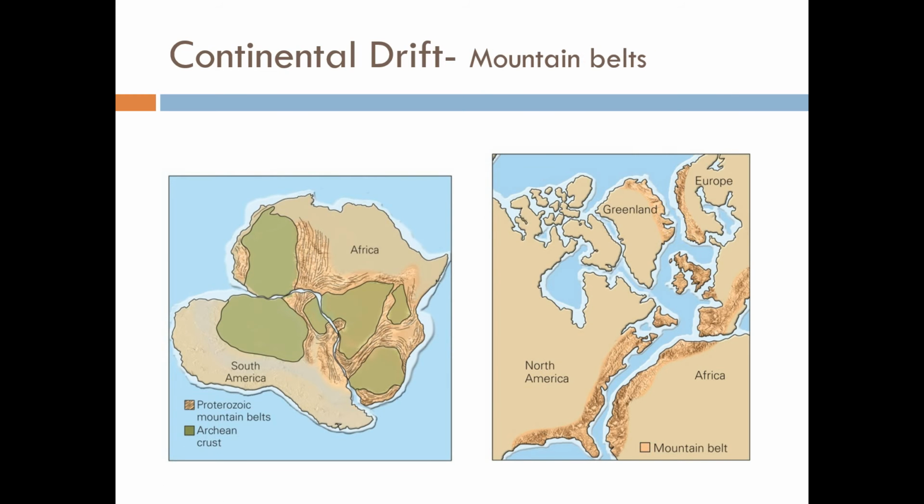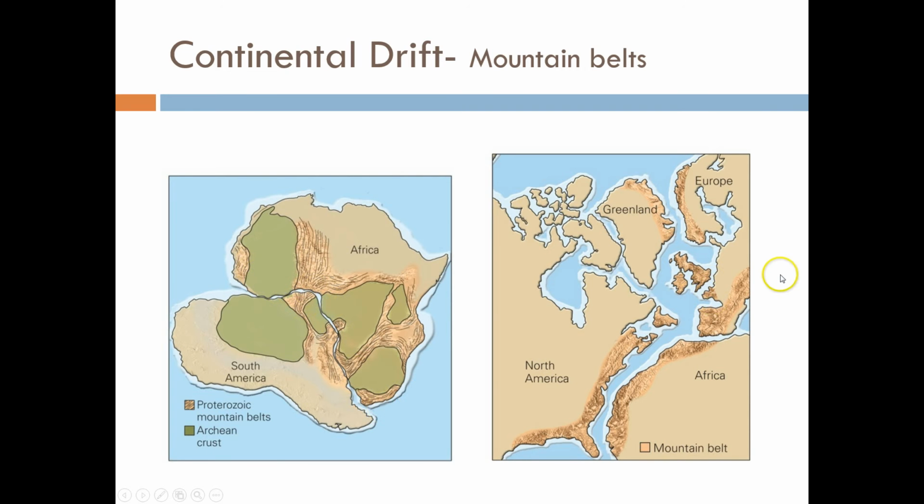And last but not least, mountain belts. If you go off the coast of North and South Carolina, the rocks there are pretty much exactly like you'd find on the western coast of Africa. There's actually little pieces of the African continent there. And these go all the way up into Europe, into the Caledonian Mountains too.